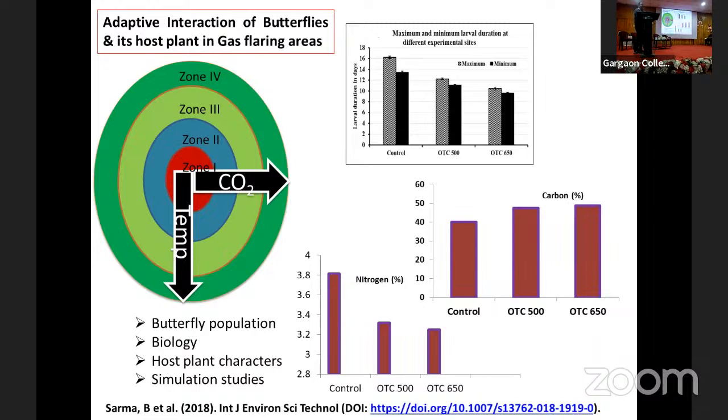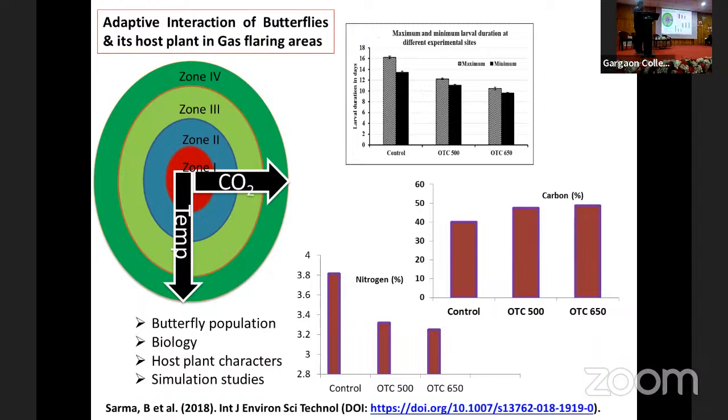the larval duration of butterfly. This is the OTC, meaning artificially created carbon dioxide concentration in our open top chamber. This is the control, normal, around 400 ppm. This is OTC, around 500 ppm of carbon dioxide, and this is 650 ppm of carbon dioxide. Now, the larval duration of butterfly: here is one butterfly species, yellow color, small.